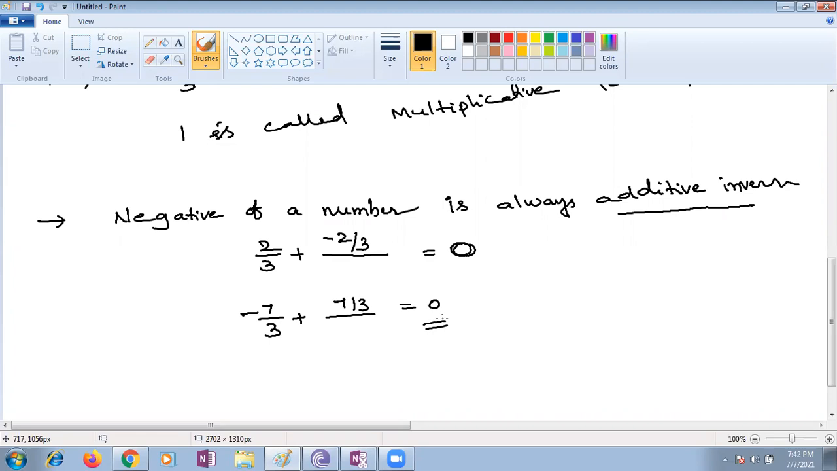Always think of general formulas, children. General formula means the negative of a by b. What is the negative of a by b? Minus a by b. If you combine these two, you get 0, and you are getting the additive inverse.